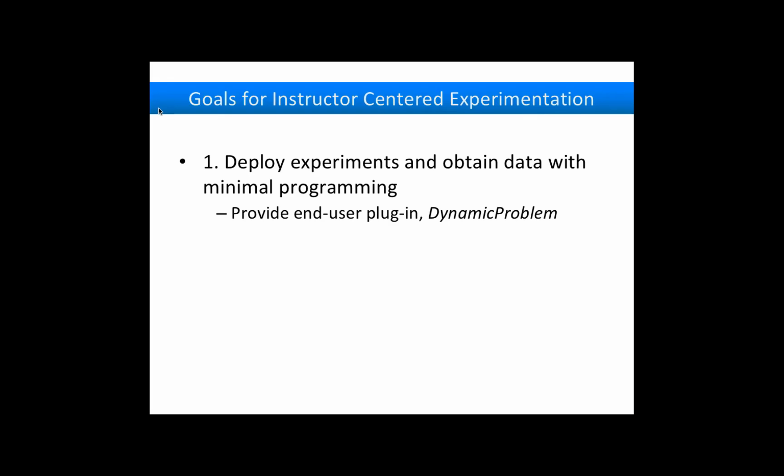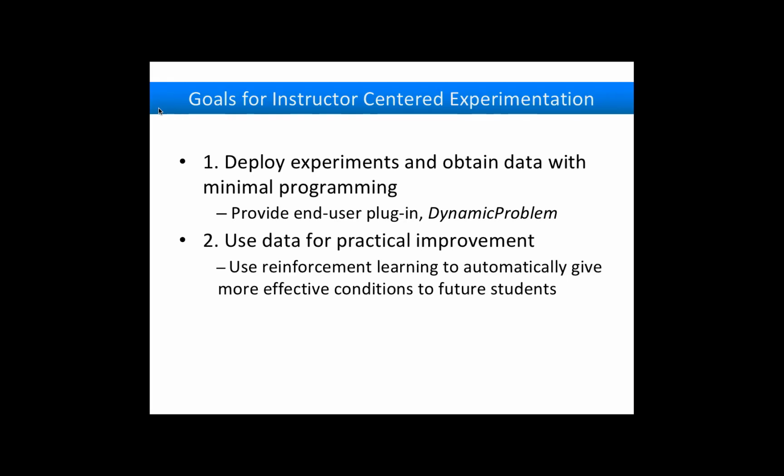So what are our goals for a more instructor-centered approach to experimentation? One key one is that instructors, in our field observations from deploying experiments over 5 years and also semi-structured interviews, often report that deploying experiments seems to require a lot of time. They've got to actually make modifications to a platform and hire programmers. So we'd like to provide an end-user plugin that helps do that for them. The second is that instructors actually want data from experiments to be used. And this is why we implement an algorithm that will use reinforcement learning to automatically give the most effective conditions to future students.